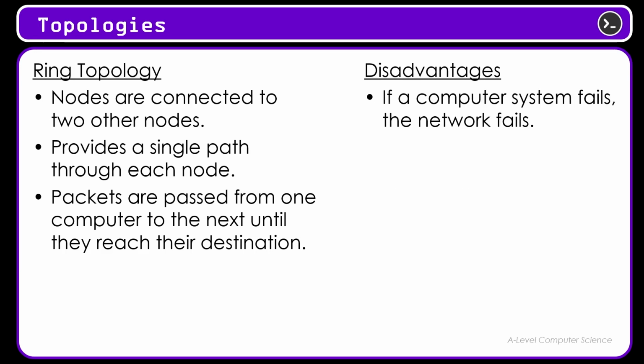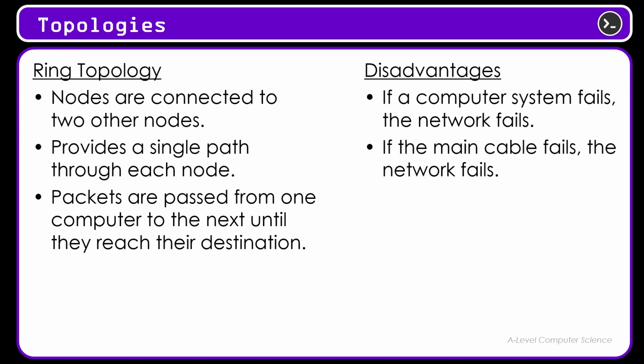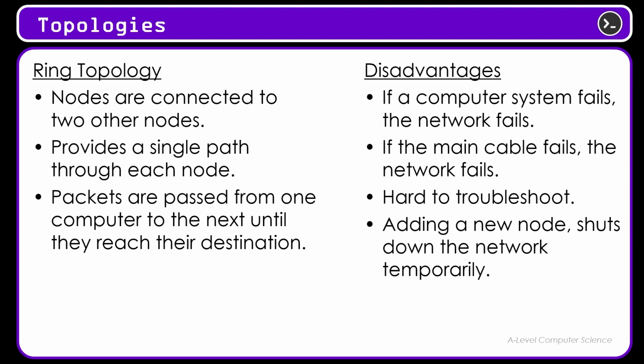Disadvantages are if a computer system fails, the whole network fails. If a main cable fails, again, the whole network will fail. It's very hard to troubleshoot, and adding a node will temporarily shut down the whole network.